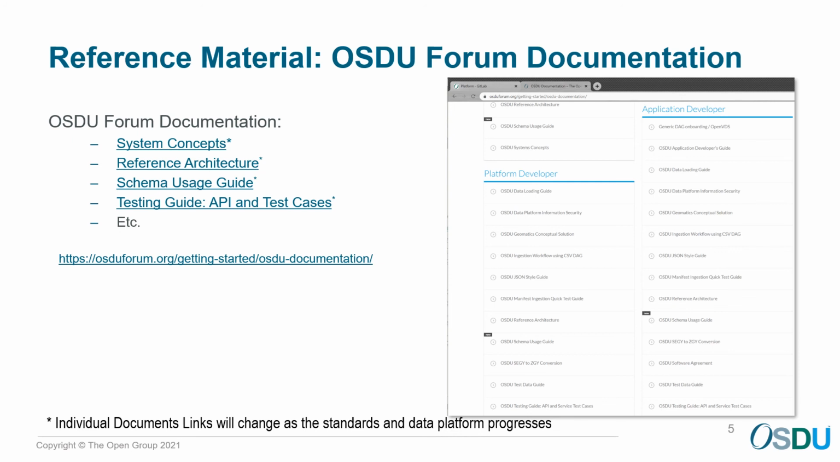in this presentation. The schema usage guide, which discusses the information model for the OSDU data platform. It's quite useful in terms of being able to understand the sort of content you're going to get back in the metadata. The testing guide, API and test cases, is a comprehensive list of all the APIs and all the methods for calling them. It also provides the expected returns out there. It's a very useful piece of documentation, and I recommend everybody use it as a reference.